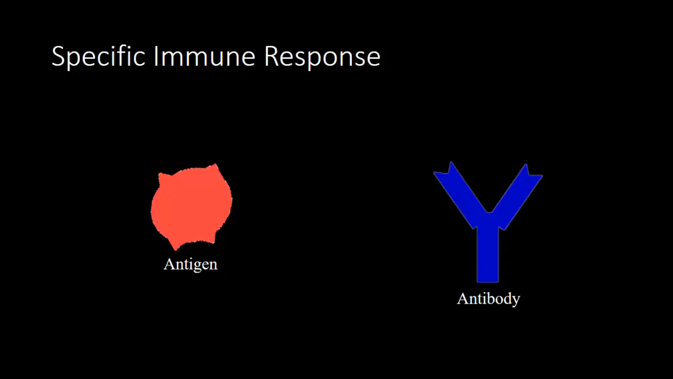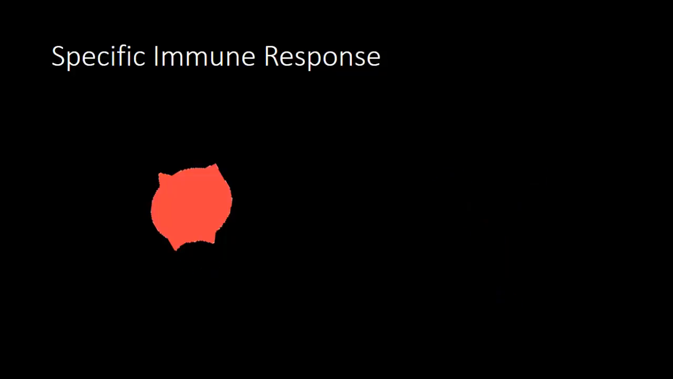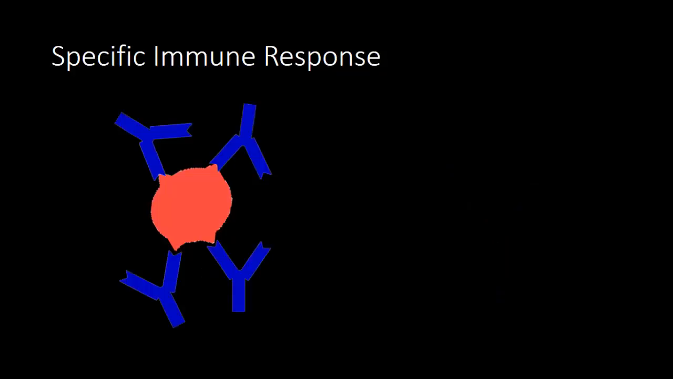Antibodies are proteins, but their structure is very important. The top of the Y has different shapes. The shape of the top portion of the antibody corresponds to the shape of the protein of the antigen. This allows the antibody to bind to the antigen and prevent it from doing its job.